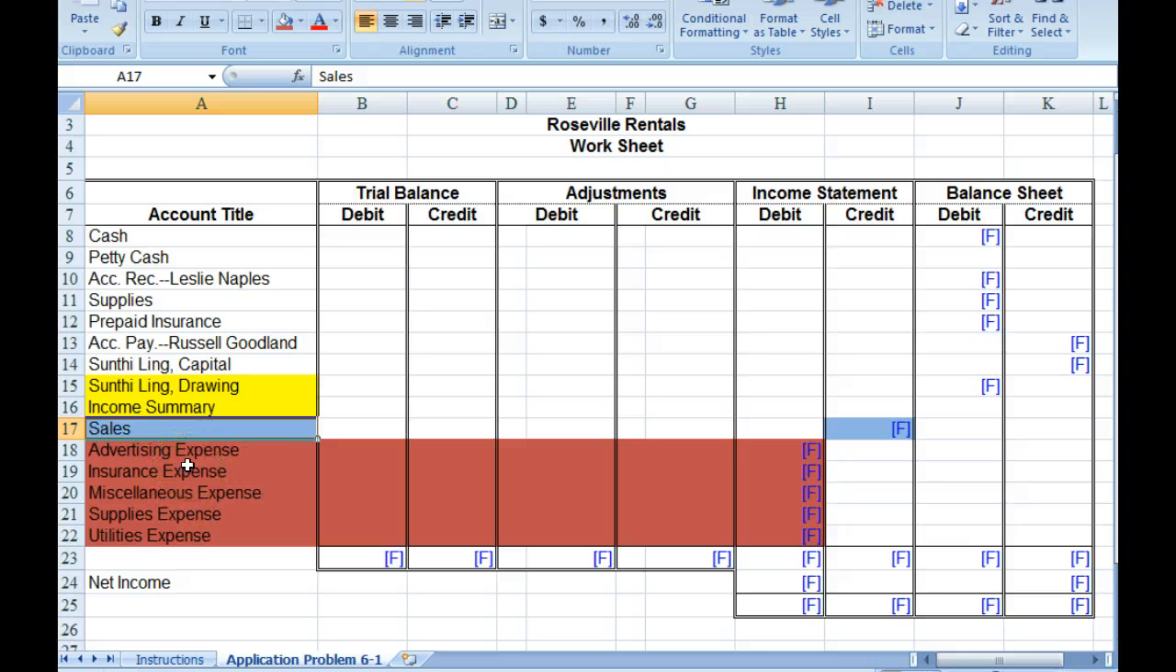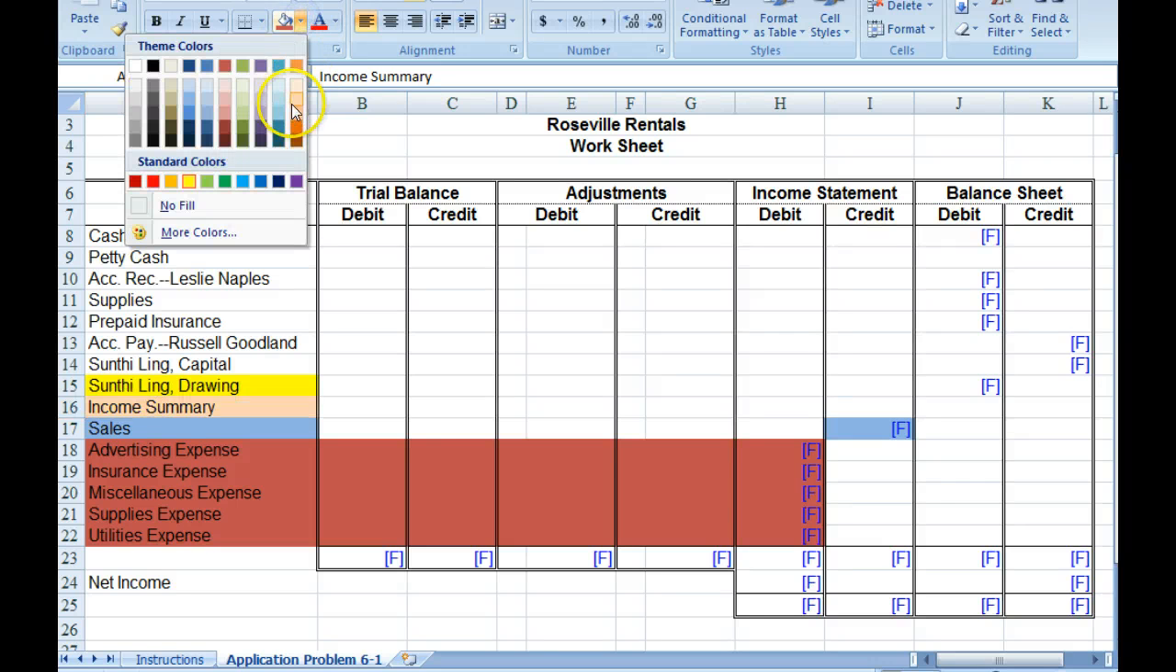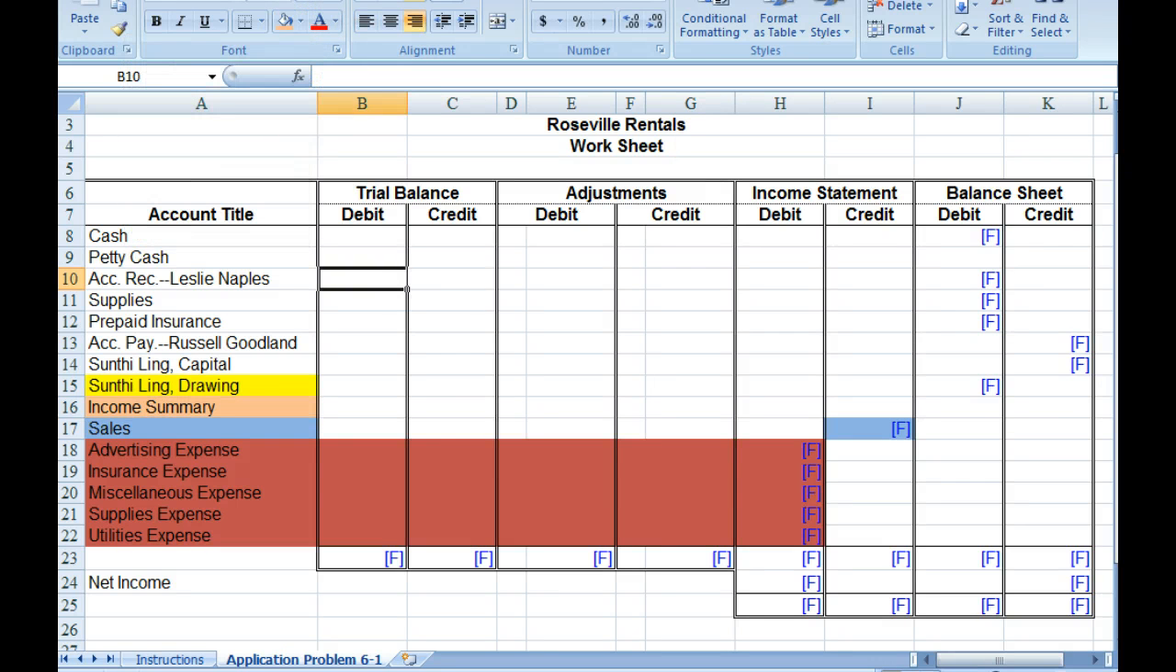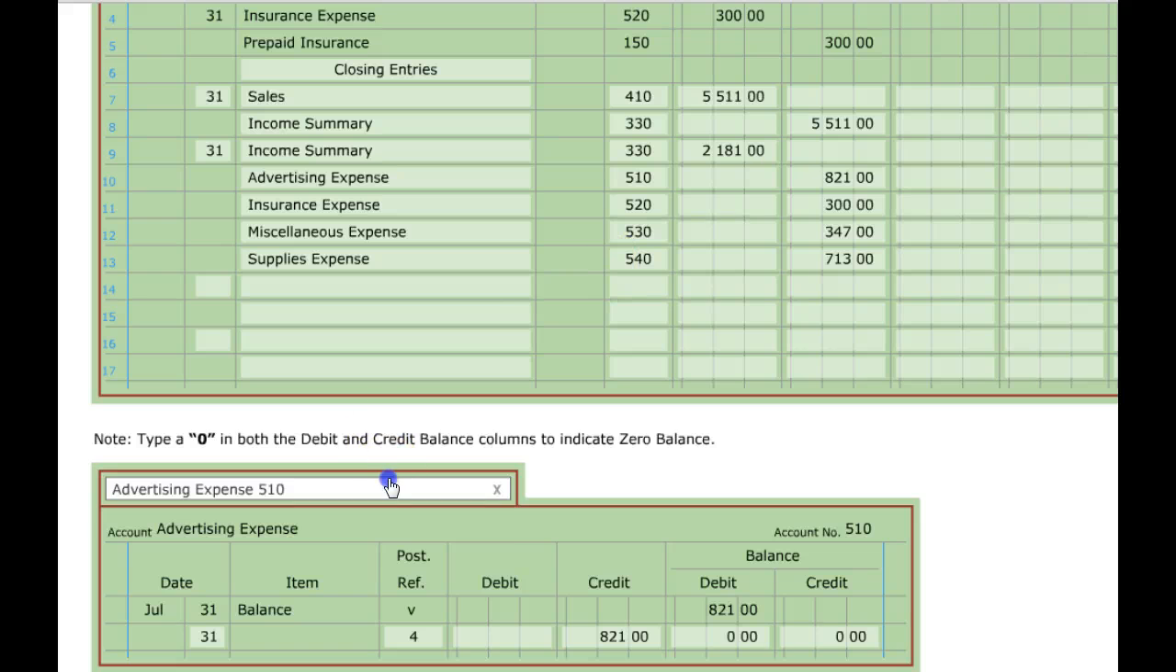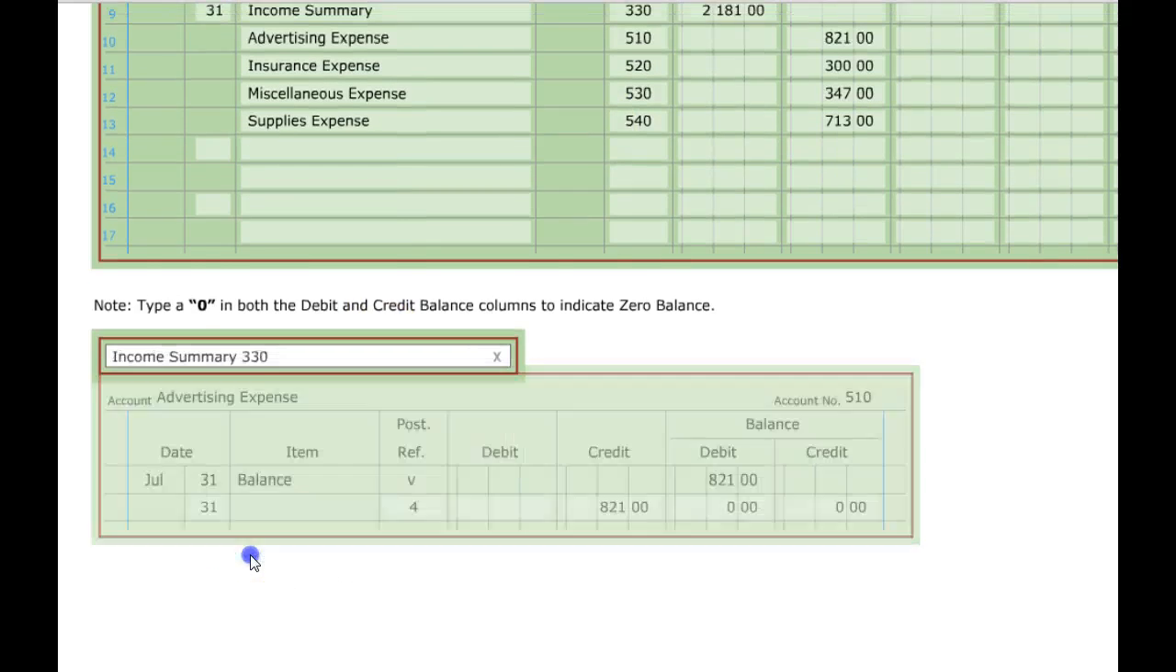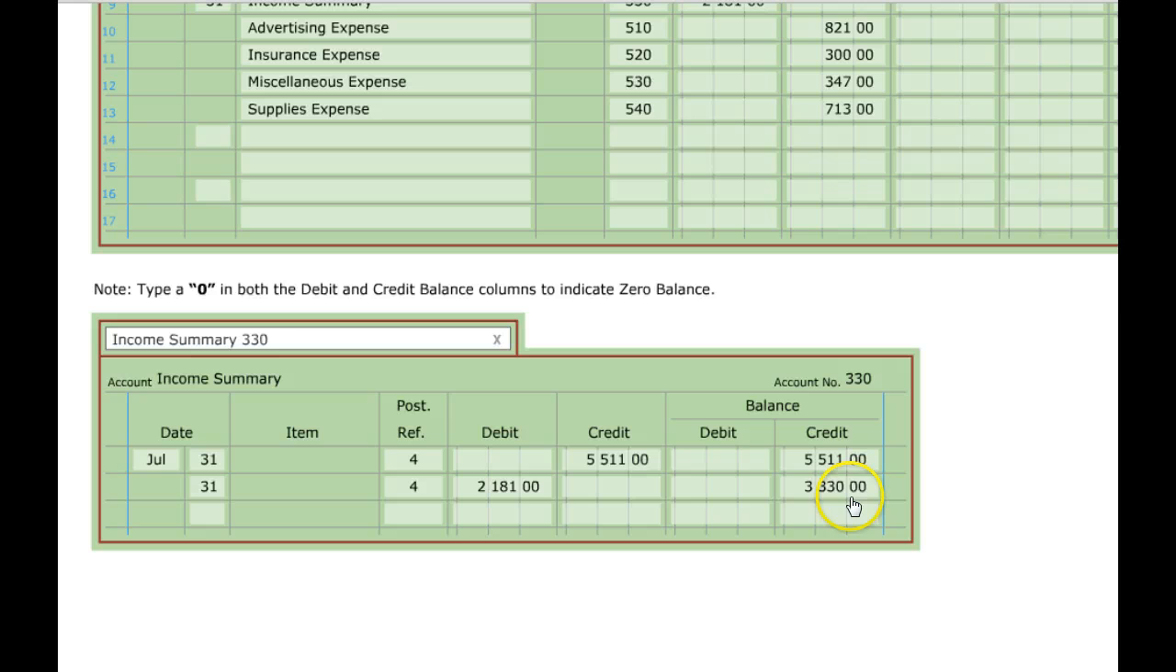Now if you remember the definition of income, revenue, that's the first step, minus expenses, that's the second step, equals income. The third step will be we have to close income summary. So in order to close income summary, we need to take a look at the balance at income summary. Okay, and I have a credit balance of 3,330. So we're going to debit income summary for 3,330.